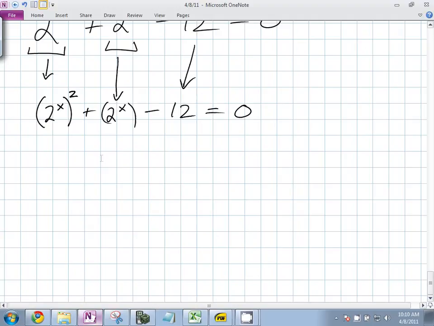I'm going to do this. A equals 2 to the x. I'm going to rewrite it a little bit. As long as I substitute back, I can substitute anything I want. A squared plus a minus 12 is equal to 0.